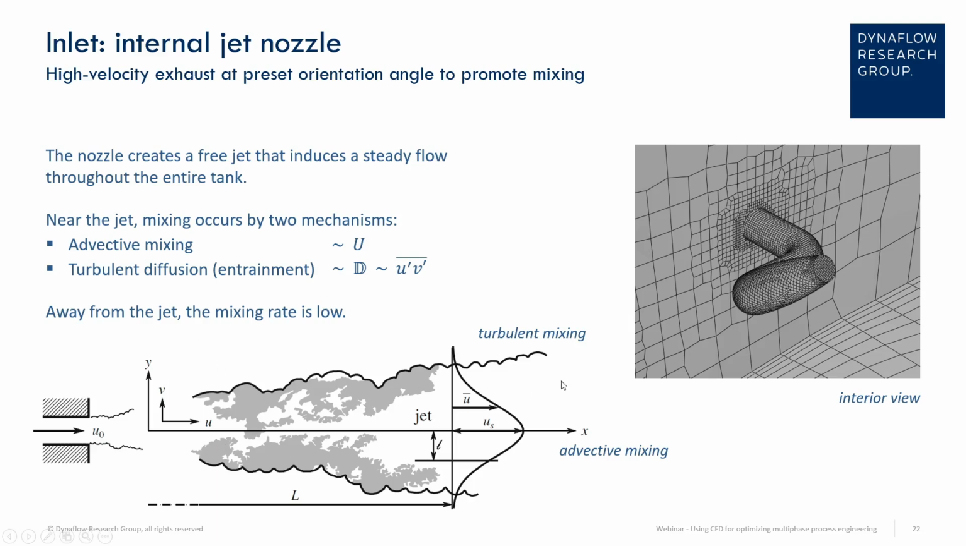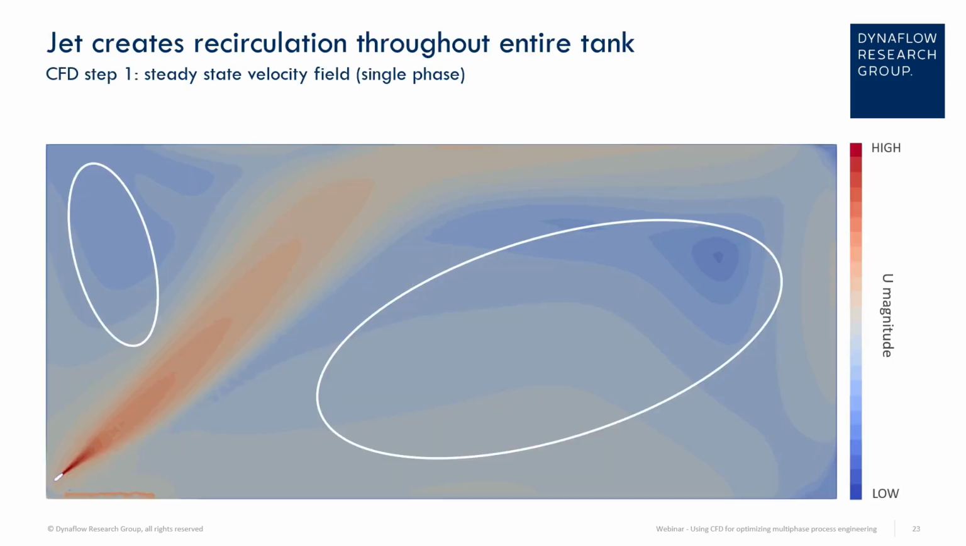And actually, as the jet progresses, it also entrains liquid from the outside and then broadens. So you have two mechanisms. One which scales with the mean flow, and the other one which scales with a diffusion coefficient, which is more or less related to the turbulent fluctuations. So near the jet, there is a lot of mixing, and away from the jet, the mixing rate is relatively low. So this is a slice through the flow domain of step 1 of the CFD, so the steady state velocity field for a single phase fluid.